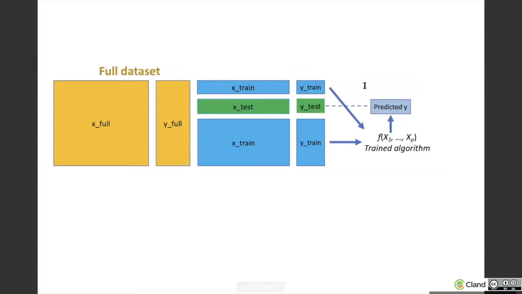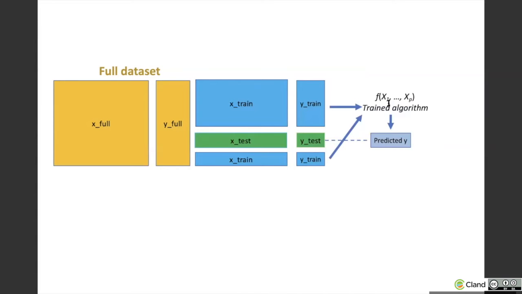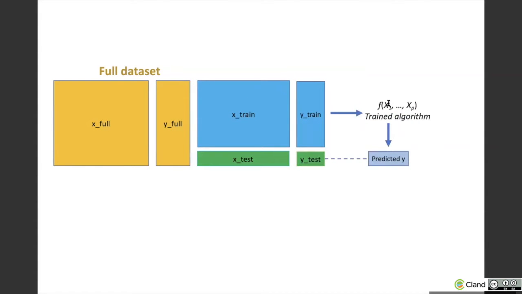Then at the next iteration, you remove the second row, but you keep the first one. And you use the first row and the next ones, but not the second one, to train the algorithm. And once the algorithm is trained, you predict the second row. So here again, you obtain one prediction. And you repeat this procedure for every row in the full data set. At the end of the procedure, after all these iterations of the cross-validation, you obtain as many predictions as rows. Okay. So you can compare the predictions to the observations and compute a metric assessing the quality of your algorithm. This is the principle of the cross-validation.